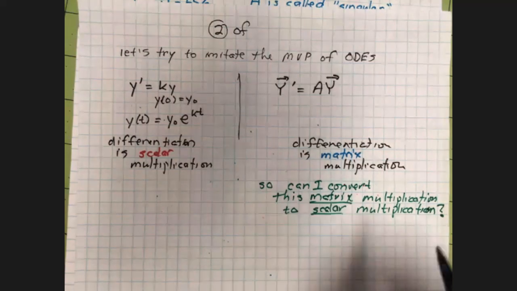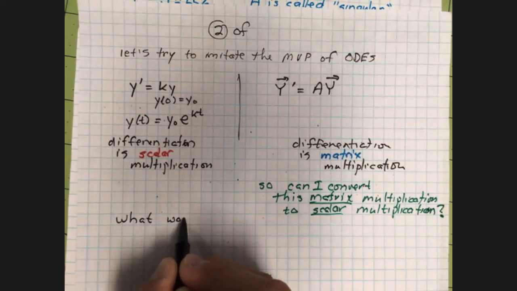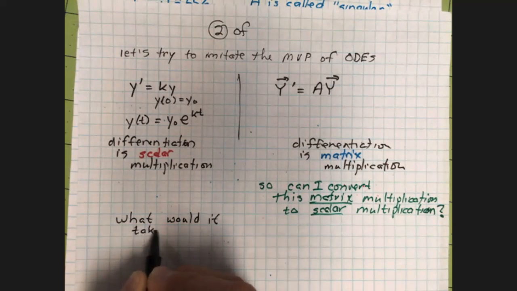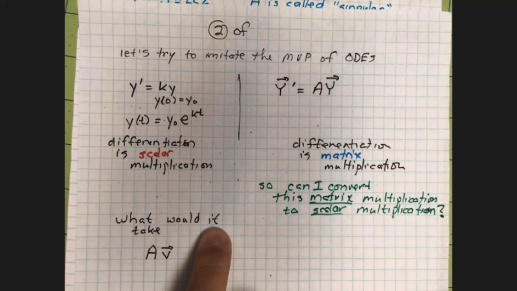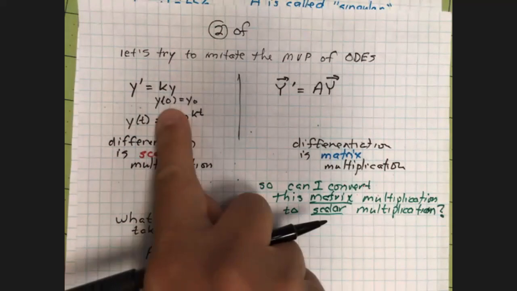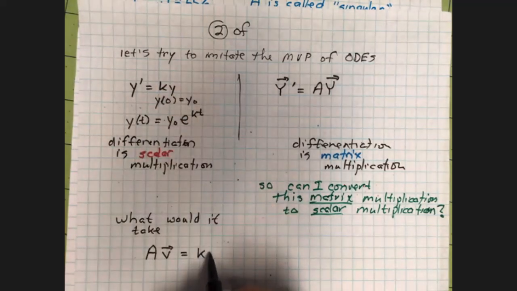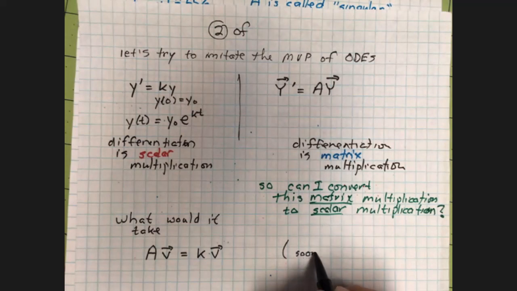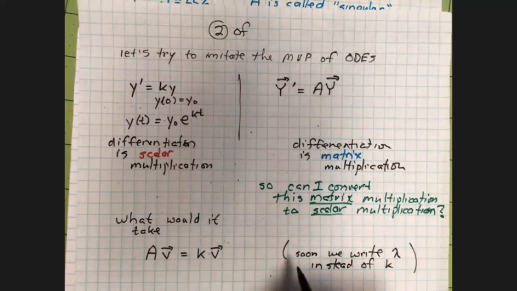Well, here's how we'll do it. Can I think of what it would take? What would it take for a matrix multiplication? Now I'm going to speak very generically now. Any 2x2 matrix times any vector, two-dimensional vector. What would it take for a matrix multiplication to become a scalar multiplication? And for the moment, I'll even use the same symbol, K. K is a real number. But in a moment later, we're going to replace that K with the traditional letter lambda. So let's make a note of it. So soon we're going to write lambda instead of K, because lambda is the classical letter we use in this situation.